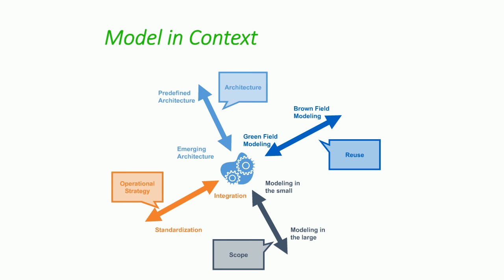From a scope point of view, we may be just modeling for a specific project, or we may be modeling in the large and modeling for the total organization or enterprise. And from an operational point of view, we may be modeling to standardize the way we do things, or we may be modeling for integrating the way things get done. So all these different elements influence the way you will model and which modeling strategy you will have to use or you'll choose to use.